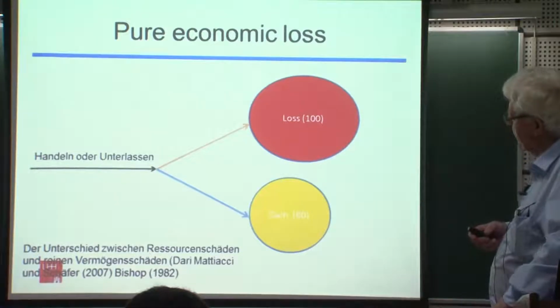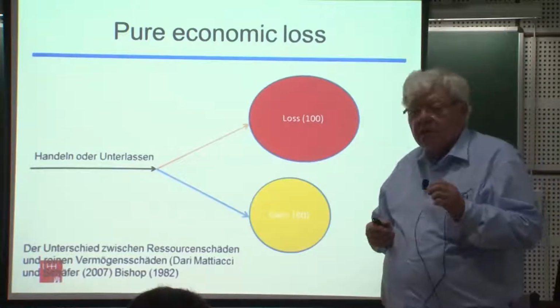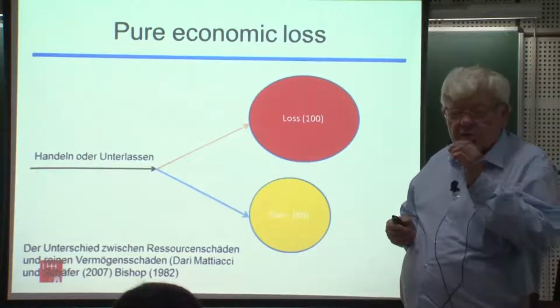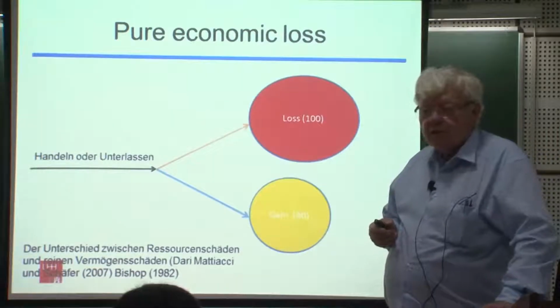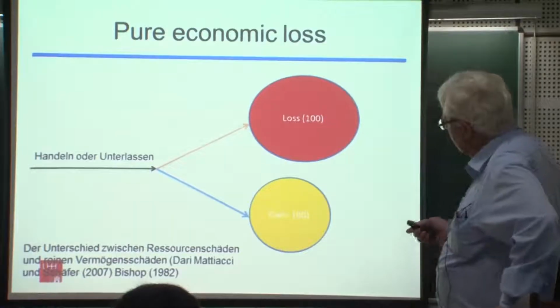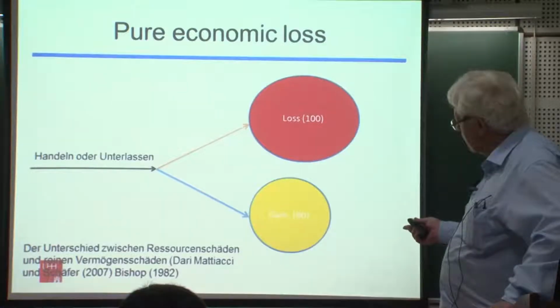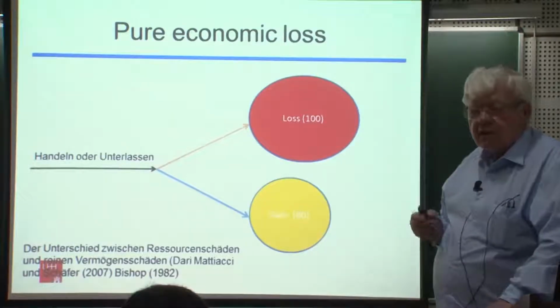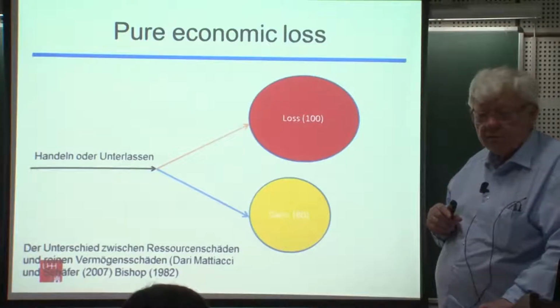So here we have an act or an omission, and the same act might lead to gains for a group of people and to losses of another group of people. Now assume that the losses are 100 and the gains are 80. Then the social loss would be only 20, right?